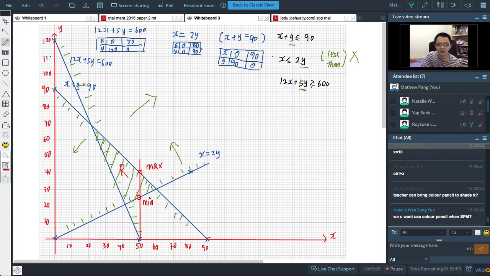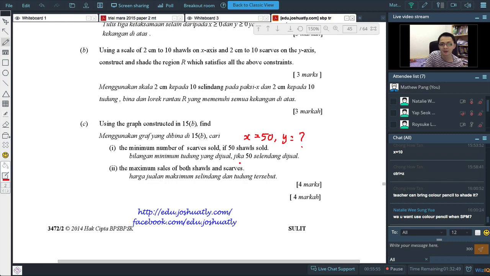So my minimum value over here will be somewhere here. Maybe I call it 25. I don't know. If you have the graph paper, you can see it very nicely. So it's 25. Okay, this is the answer for C1. So this one will be 25. So yeah, it's 25, y value. Alright.